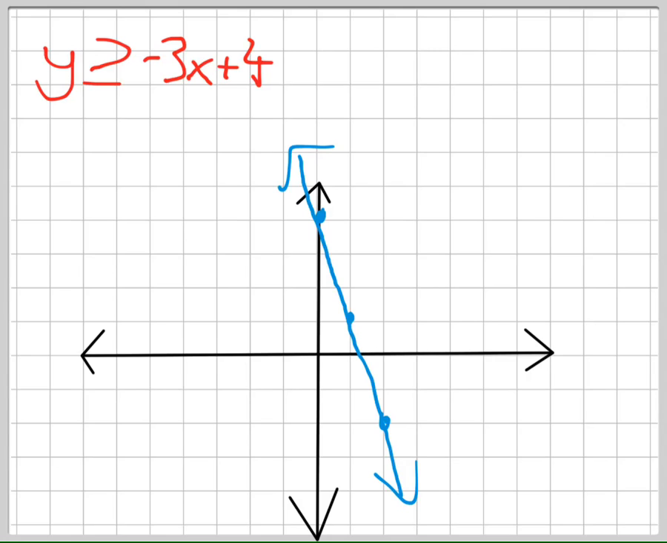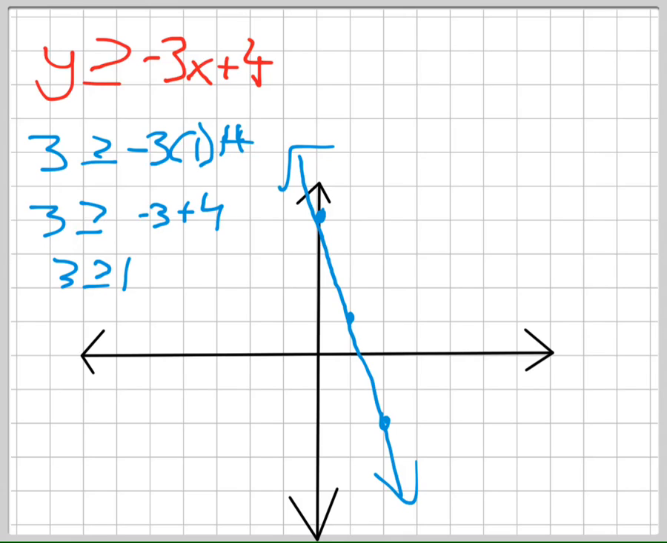So, anybody got any off the top of their head? It's a little bit harder to think about here, right? Let's say 3, 1. We plug in 3, 1. -3 plus 4. 3 greater than or equal to 1, right? That's one solution, right? Y is 3, x is 1. But again, there's an infinite amount of solutions.